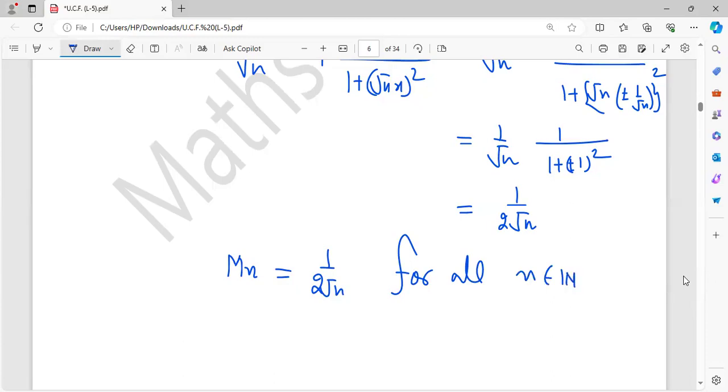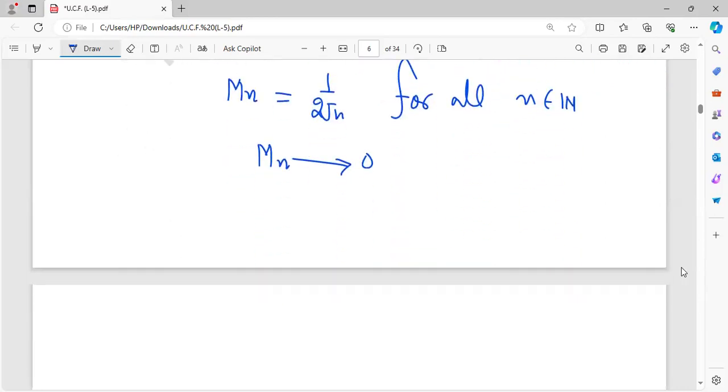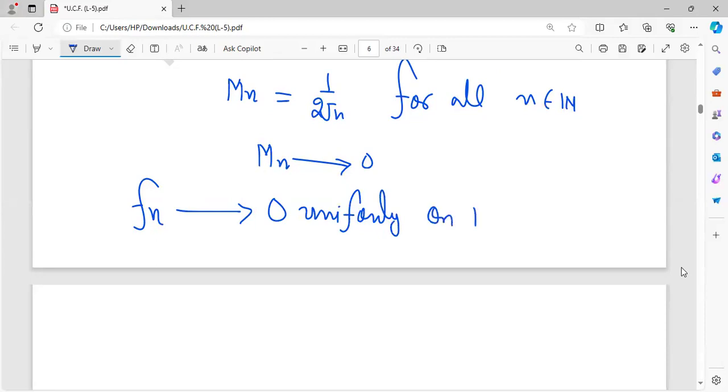But when n tends to infinity, this tends to 0. So what does it mean? It means that Fn converges to the 0 function uniformly on R. Okay.